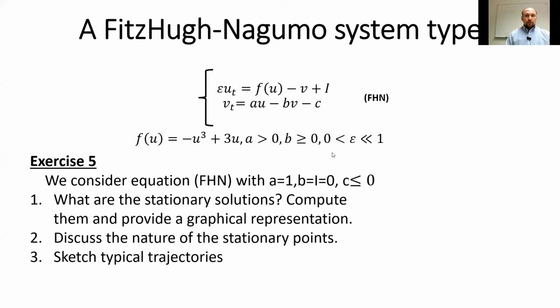So we are now going to solve this exercise 5. So it's about this equation with A equals 1, B equals 0, C is non-positive. Okay, that's it. So let's do it.